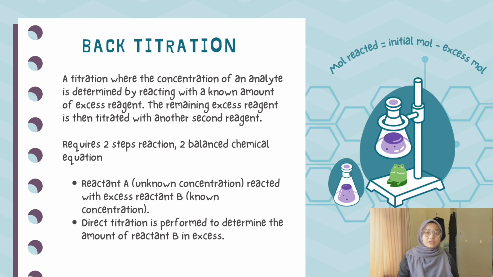Back titration is a titration where the concentration of an analyte is determined by reacting it with a known amount of excess reagent. The remaining excess reagent is then titrated with a second reagent. This titration requires a two-step reaction, hence two balanced chemical equations. The mole of reagent reacted can be found by subtracting the excess mole from the initial mole.